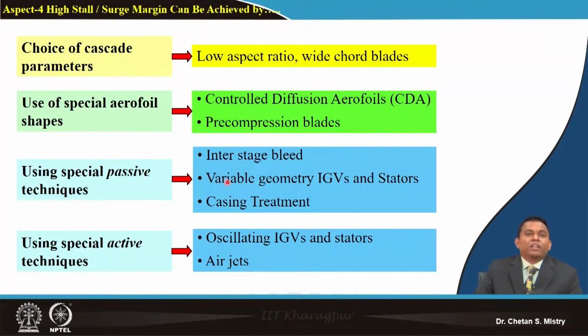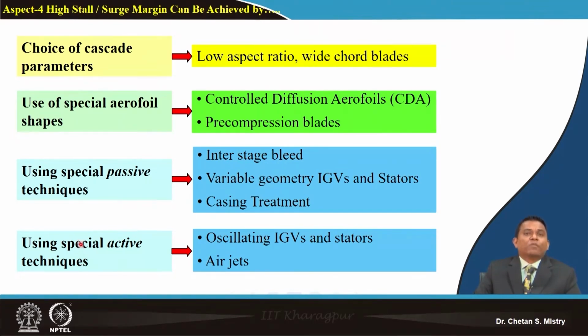Now, if we configure next a high stall or surge margin, this is a special requirement we can say. To achieve a large margin is what the designer and engine manufacturing companies are always looking for. This can be handled by choice of cascade parameters, use of special kinds of aerofoil shapes, special kinds of passive techniques, and special kinds of active techniques.